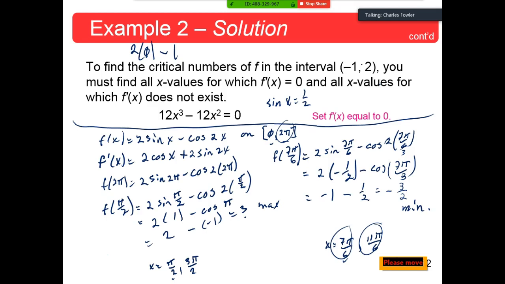It wasn't that bad except the trig part of it. I mean, the calculus part was easy. Now that does finish 4.1. There's a concept check that's always a good idea to go back and review on your own.